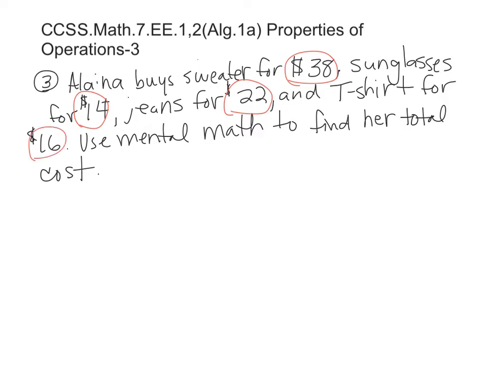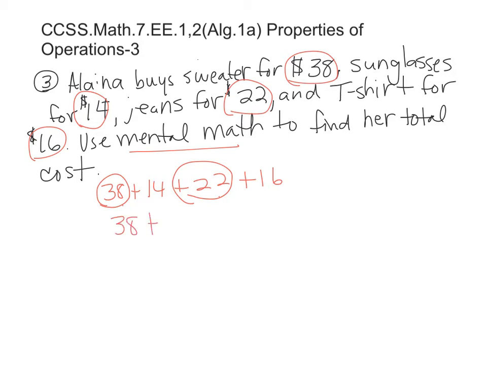So they want you to use mental math. It's hard to do this on here, but we're going to look at it here. Okay, so if we have $38, and then we have 14, and we also have 22, and we have 16. What they want you to do is group these together so that they're compatible numbers. So we're going to use 8 and 2, this number here and this number here. So 38.